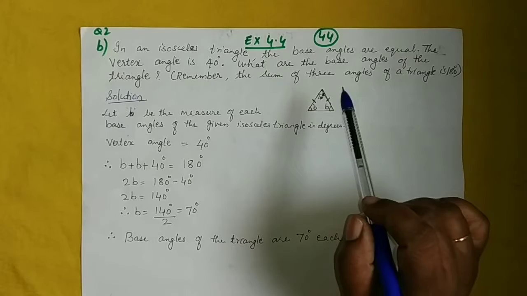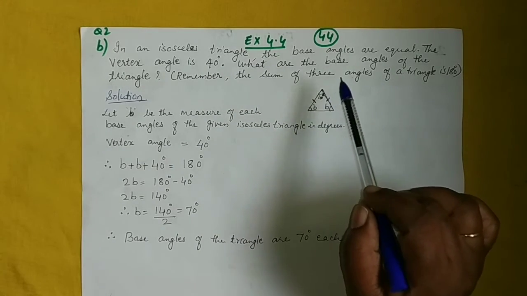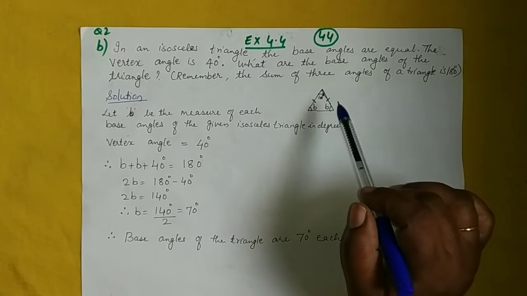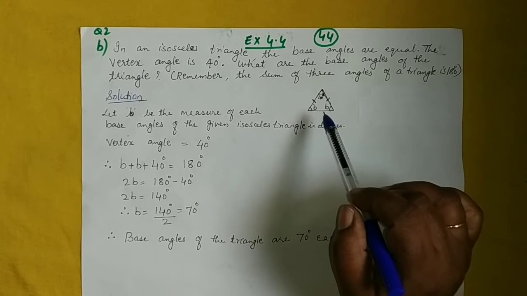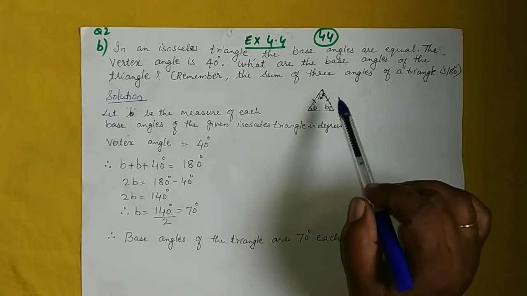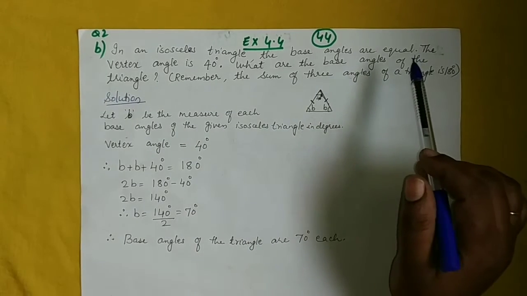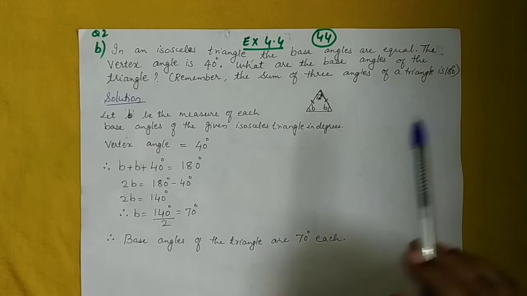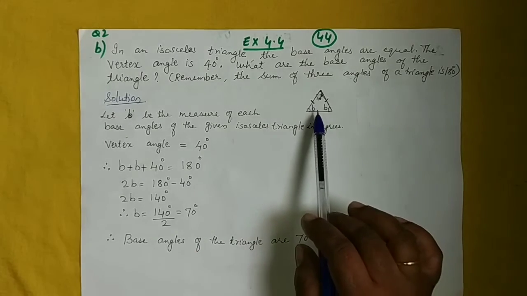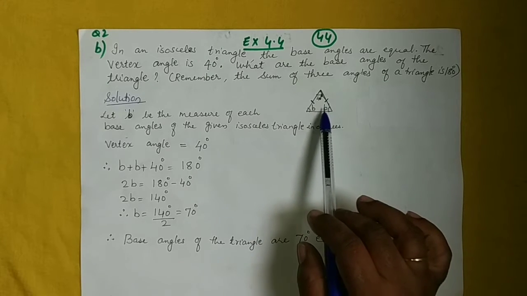They both are equal. Now vertex angle is 40 degree. Vertex angle is the third angle. What are the base angles of the triangle? Our question is we have to find out those equal angles which are base angles. Okay. Now we know that sum of three angles of a triangle is what? 180 degree. Now we are going to solve it. Let B be the measure of each base angle of the given isosceles triangle in degrees. We are assuming two angles are equal. They both are called base angles. Let them be B and B.